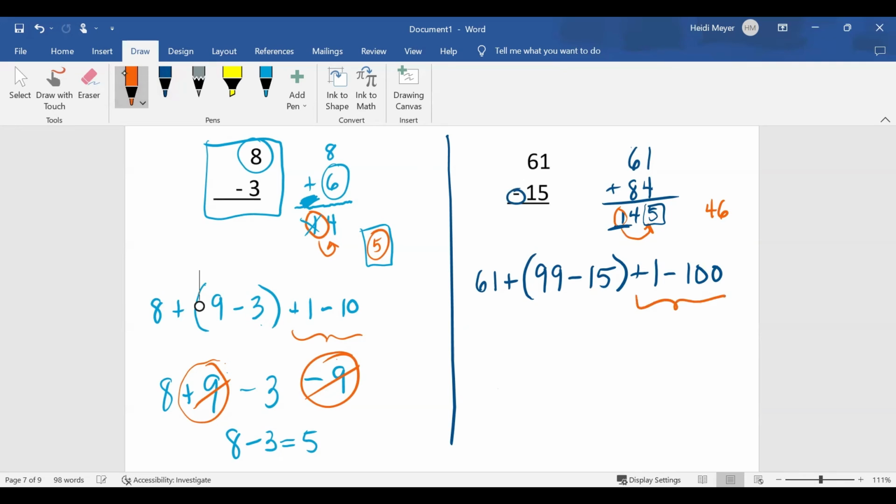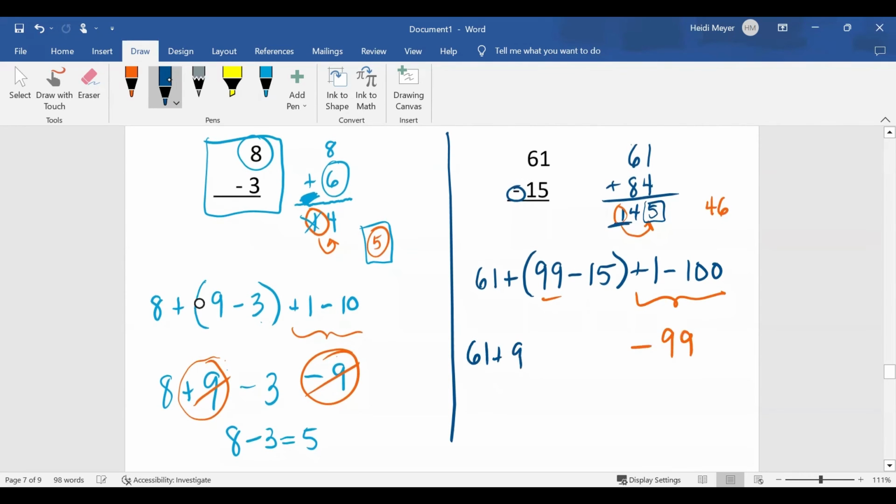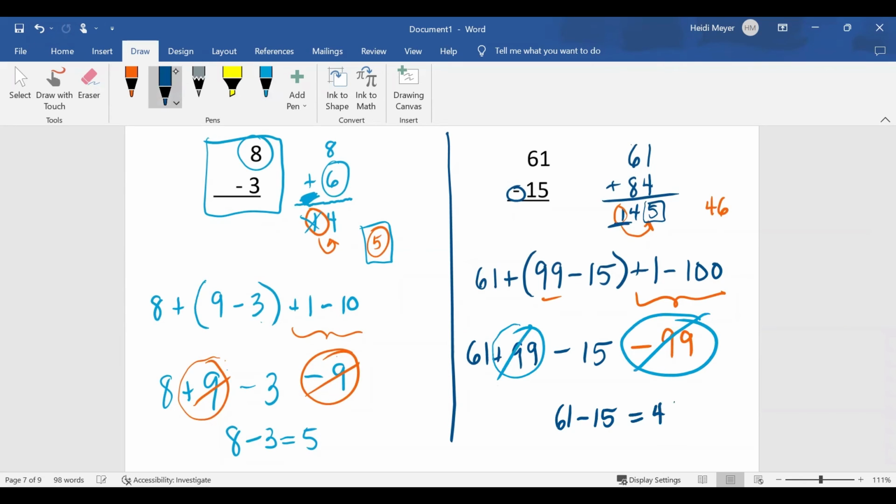Notice 1 minus 100 is 99. And maybe you can kind of look ahead here and see what's coming. But if I write out the rest of it, again, the parentheses aren't strictly necessary here. I just put them in order to separate it and clarify what I was doing. So I have a minus 99 back here, a plus 99 up here. They cancel. And what that leaves me with is a 61 minus 15. And the value of 61 minus 15 is indeed 46.